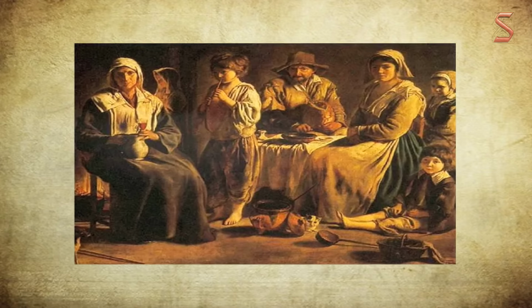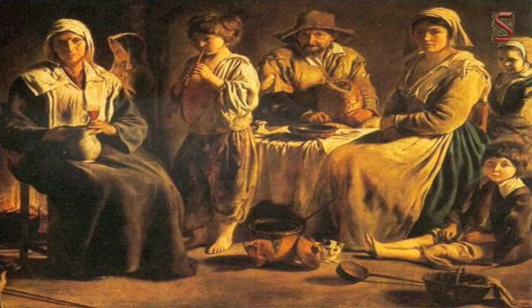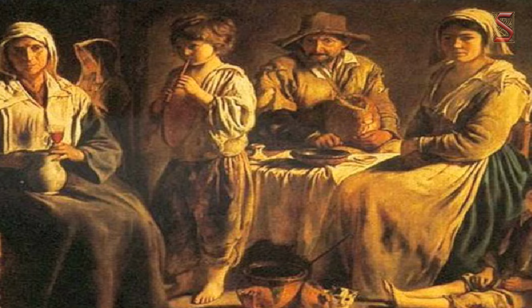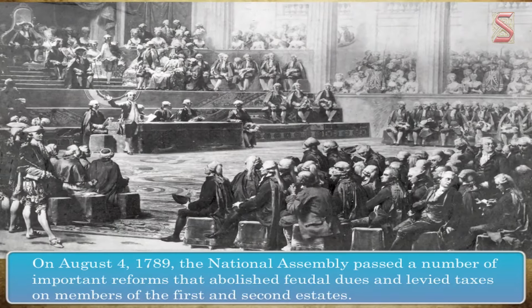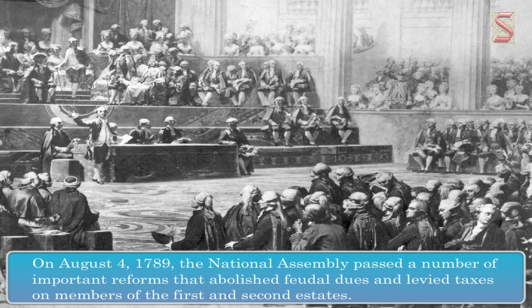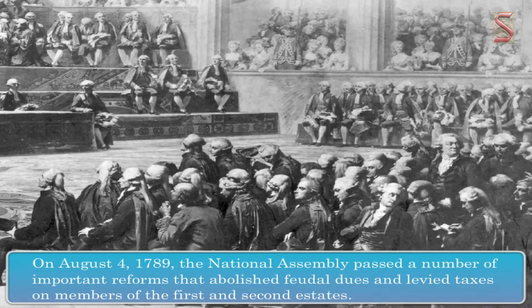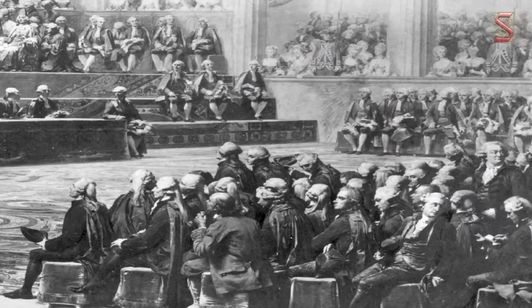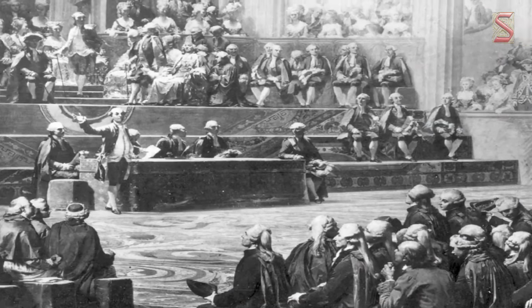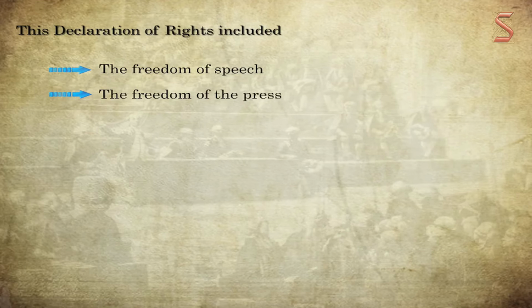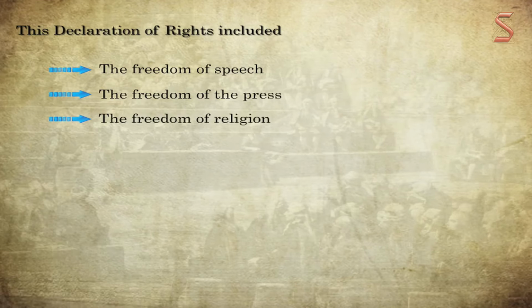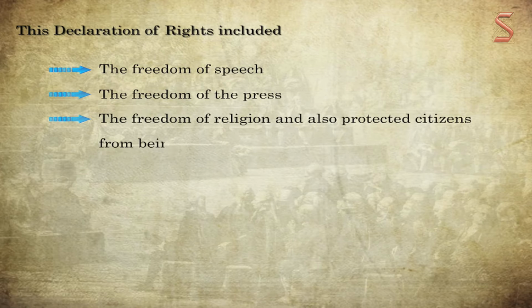Finally, the king had no choice but to give up and submit to the will of the much larger Third Estate. On August 4th, 1789, the National Assembly passed a number of important reforms that abolished feudal dues and levied taxes on members of the first and second estates. The National Assembly then drafted a Bill of Rights for the people. This Declaration of Rights included the freedom of speech, the freedom of the press, and the freedom of religion, and also protected citizens from being falsely arrested.